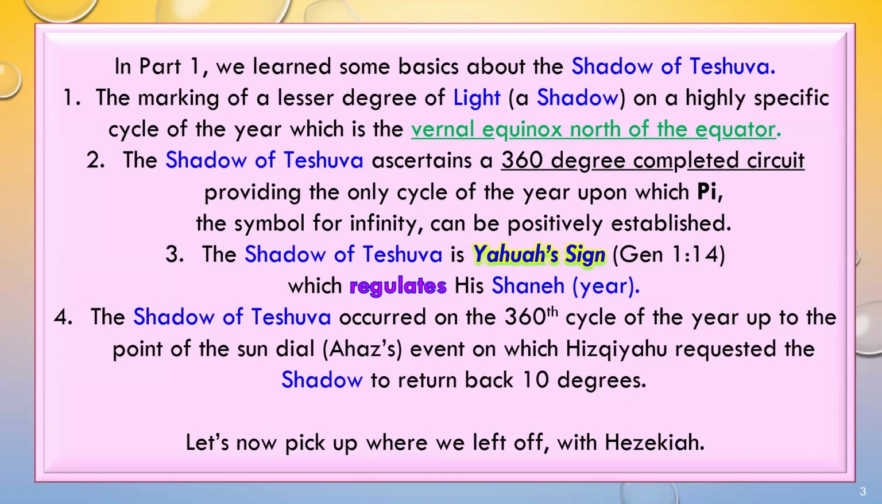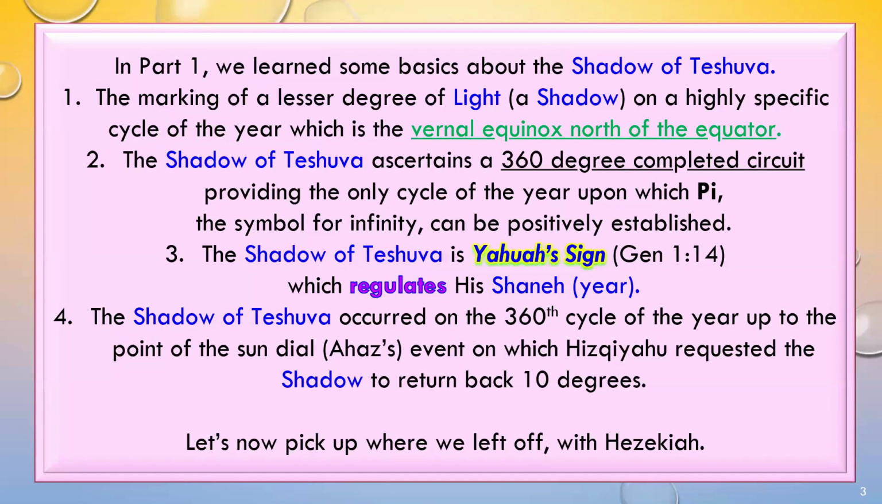In part 1, we also learned that the shadow of Teshuva is Yahuwah's sign from Genesis 1, verse 14, which regulates his shane, that's year. Number 4, the shadow of Teshuva occurred on the 360th cycle of the year up to the point of the sundial. Make note of this. It's Ahaz's sundial. This will become very important in the future. And it marked a point in the event on which Hezekiah requested the shadow to return back 10 degrees. The spelling you see there is the phonics from the Hebrew into English.